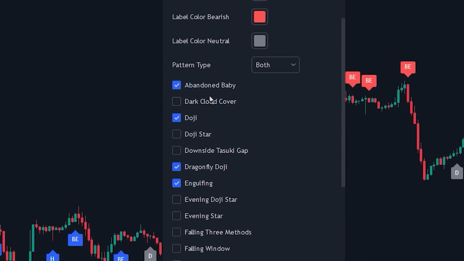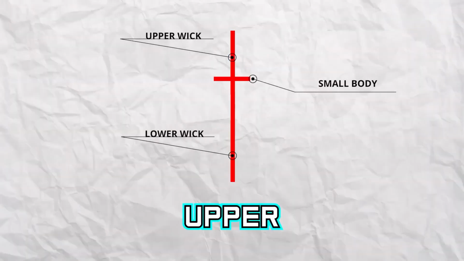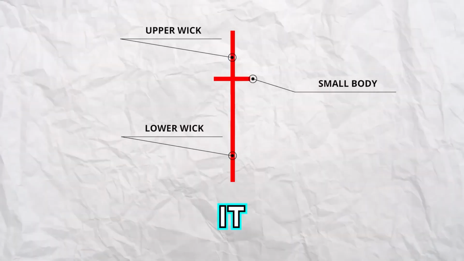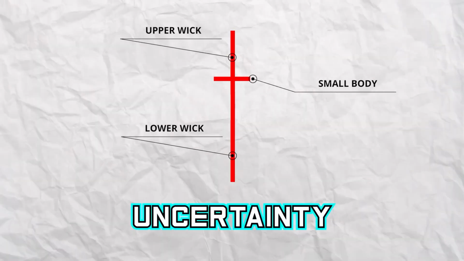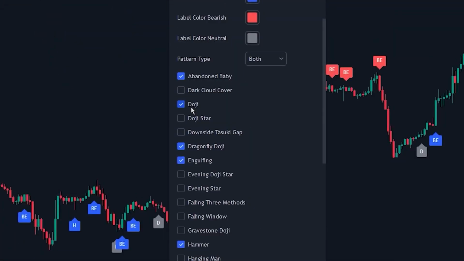The first one we will keep enabled is the doji candlestick. A doji candlestick has a small body with long upper and lower wicks. It indicates market indecision, uncertainty, and a balance between buyers and sellers. It suggests potential trend reversals or periods of consolidation. The next two candlestick patterns we will enable are the dragonfly and gravestone doji.